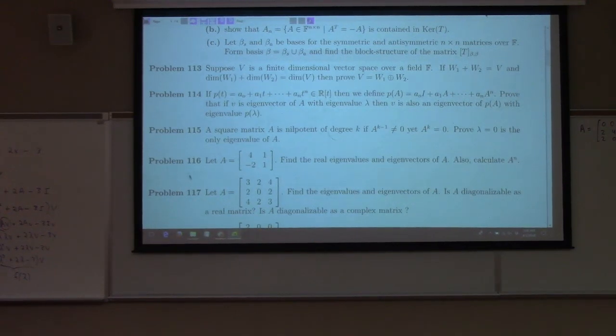So for a simple example, if I had an eigenvector of A with eigenvalue 3, and then I ask, is that same vector an eigenvector of A squared, right? Well, yes, it is, and it's going to have eigenvalue 9.